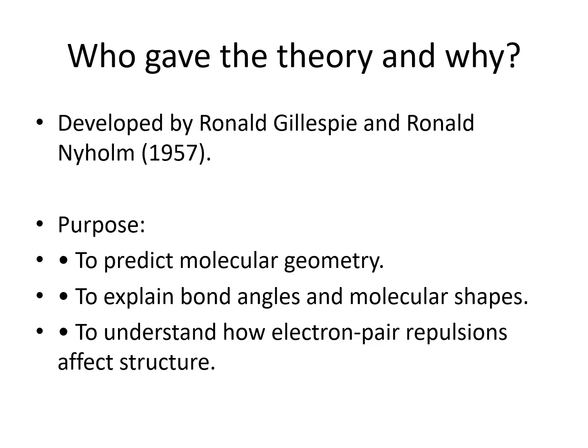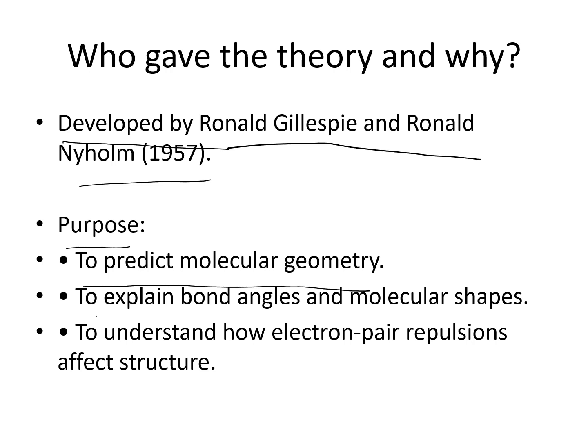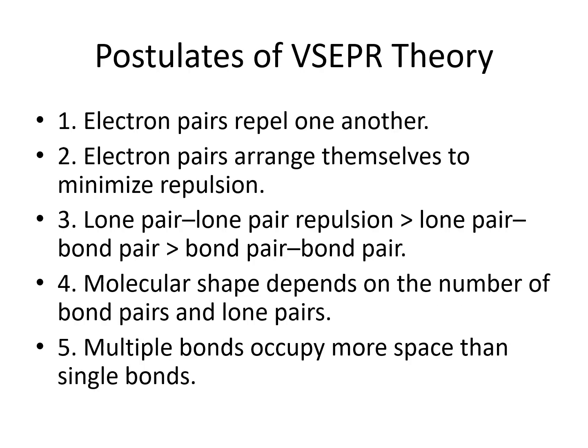Understood? Okay. Now, who gave this theory? This theory was given by Ronald Gillespie and Ronald Nyholm in 1957. What is the purpose behind the theory? To predict the molecular geometry, to explain the bond angles and molecular shapes, and to understand how electron pair repulsions affect the structure. This is the main purpose of this theory.